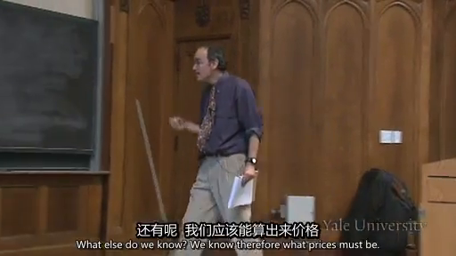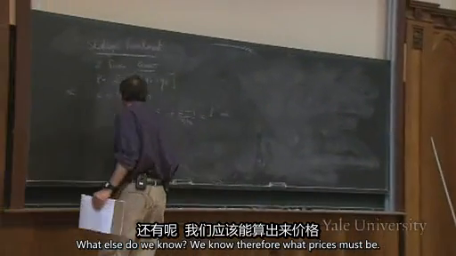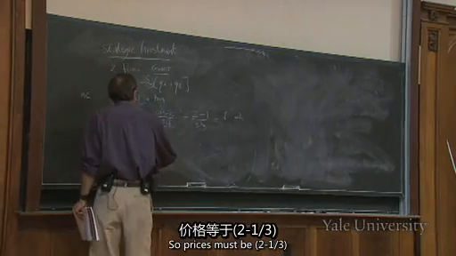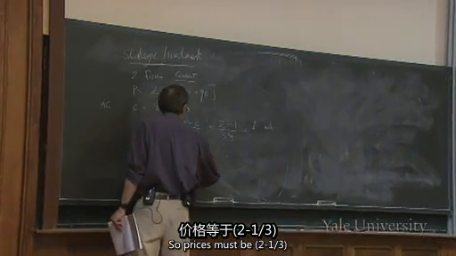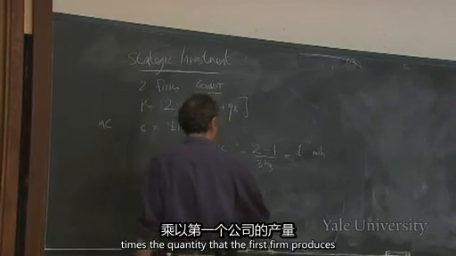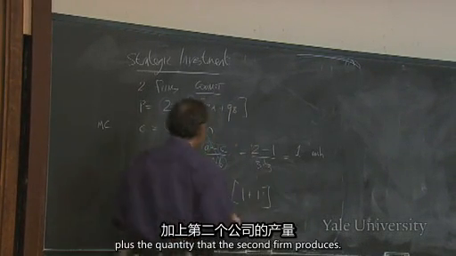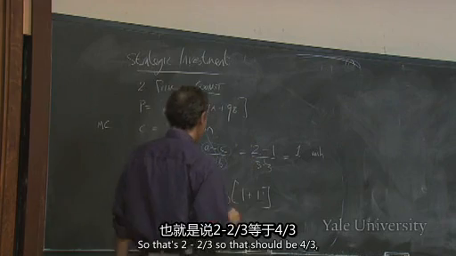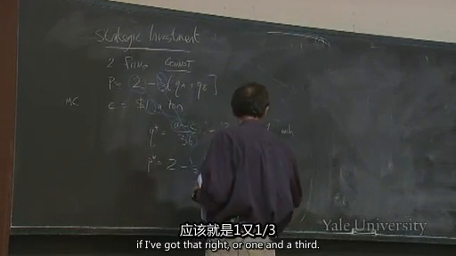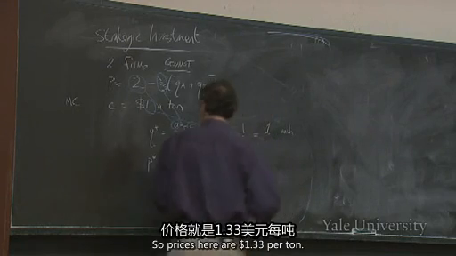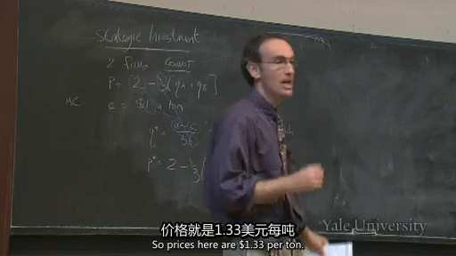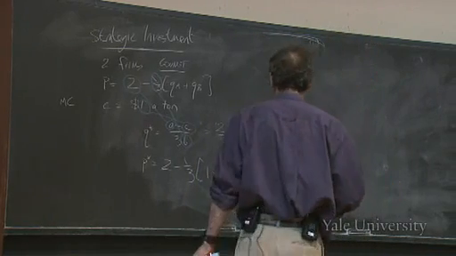All right? And what else do we know? We know, therefore, what prices must be. Let's just do that before we even get started. So prices must be 2 minus 1/3 times the quantity that the first firm produces plus the quantity that the second firm produces. So that's 2 minus 2/3, which should be 4/3, if I've got that right, or 1 1/3. So prices here are $1.33 per ton. All right?